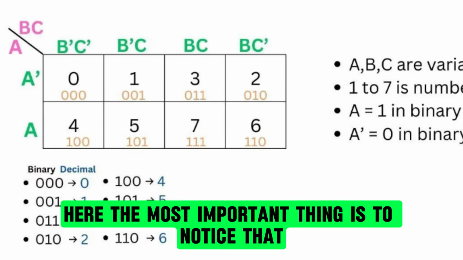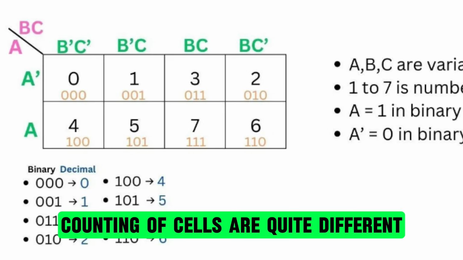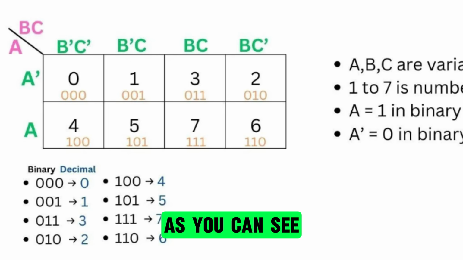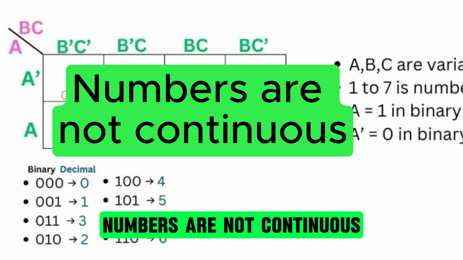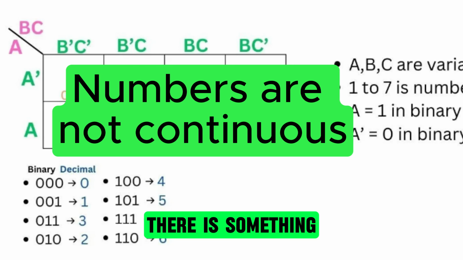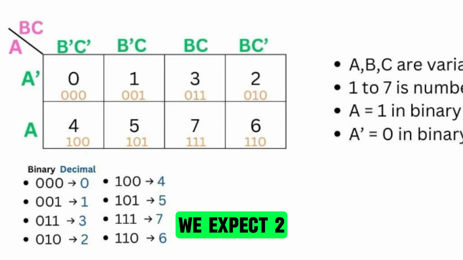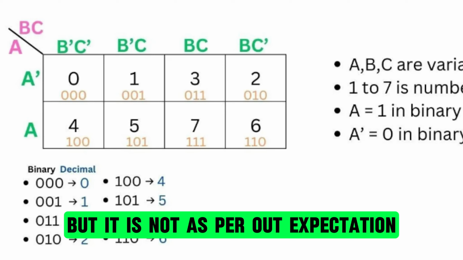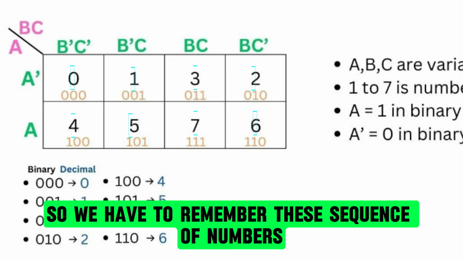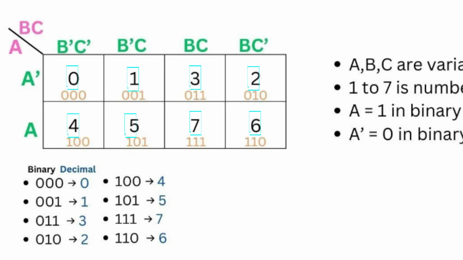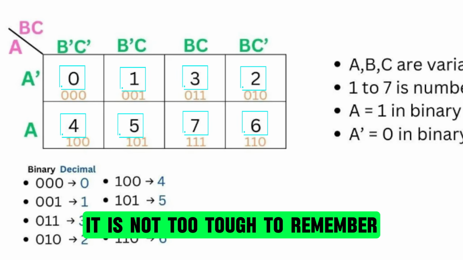Here the most important thing to notice is that the counting of cells is quite different, as you can see in both 2 and 3 variable cells. Numbers are not continuous. There is a twist: after 1 we expect 2, but it is not as per our expectation, instead it has started from 0. So we have to remember this sequence of numbers. It is not too tough to remember.